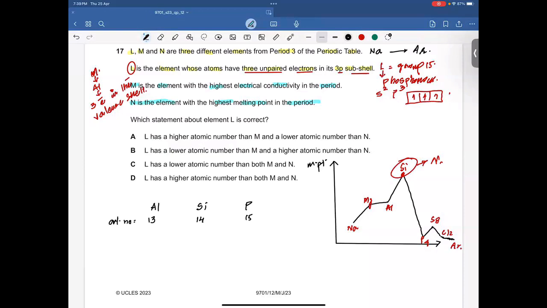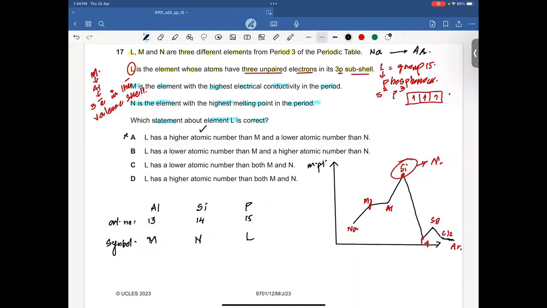Aluminum is represented by M, silicon is represented by N, and phosphorus is represented by L. Now let's talk about which statement about element L is correct. Option A: L has a higher atomic number as compared to M, and a lower atomic number than N. No, L has a higher atomic number as compared to both M and N. So this must be the incorrect option. The first part is right, but it is incorrect because its atomic number is greater than both M and N.